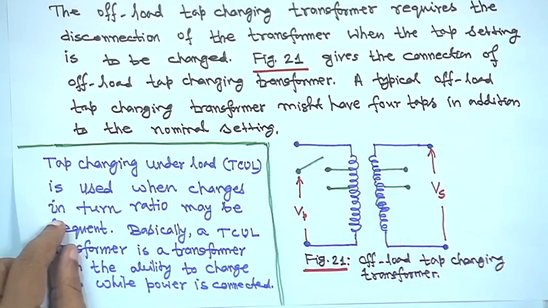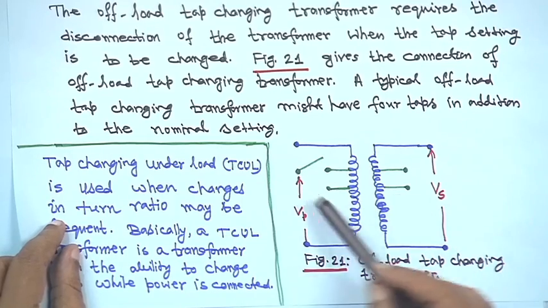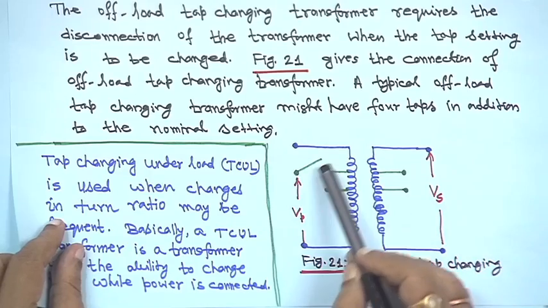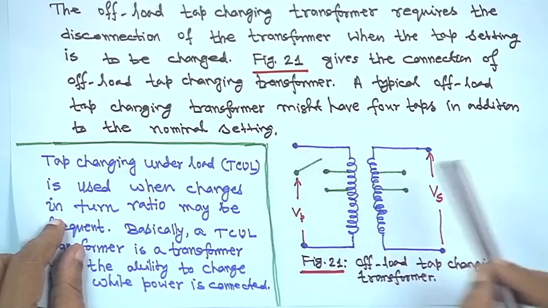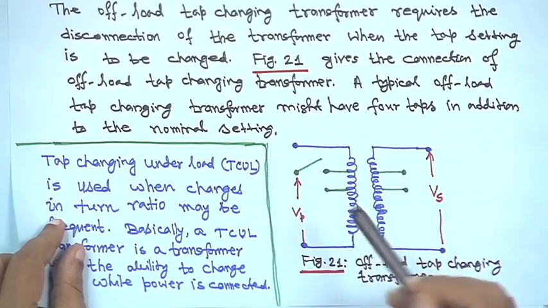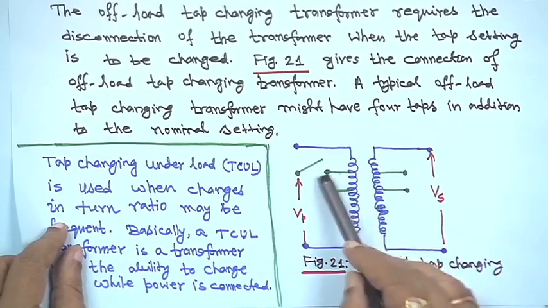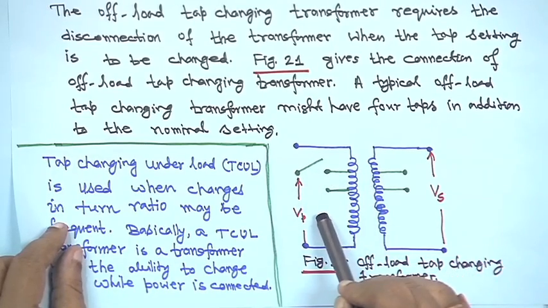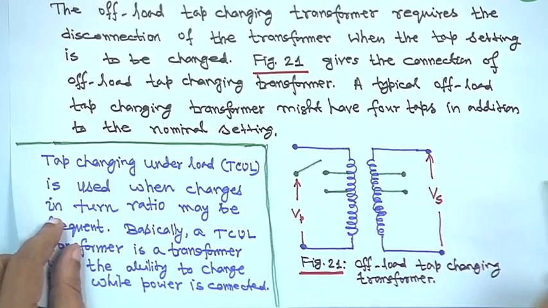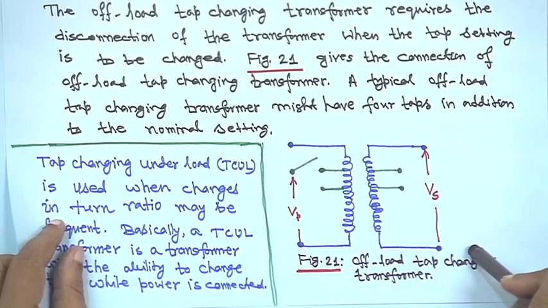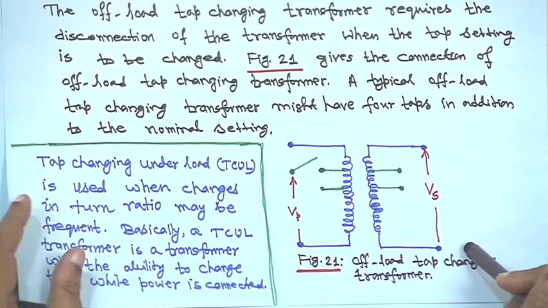In the other way, basically we are reducing the number of turns, right. So, this is the primary side and this is the secondary side. If the switch position is here, full voltage is applied; if it is coming here, the voltage will reduce on this side, right. A similar arrangement is shown here also, right. So, this is your off-load tap changing transformer, that means you have to take it offline.